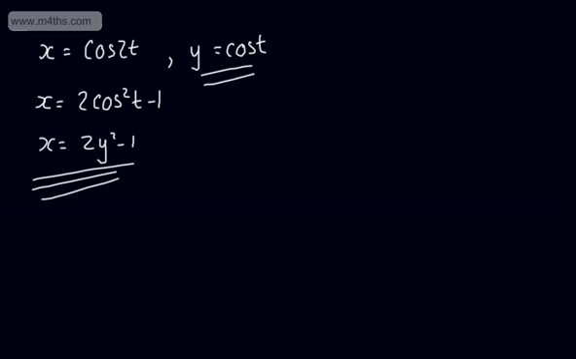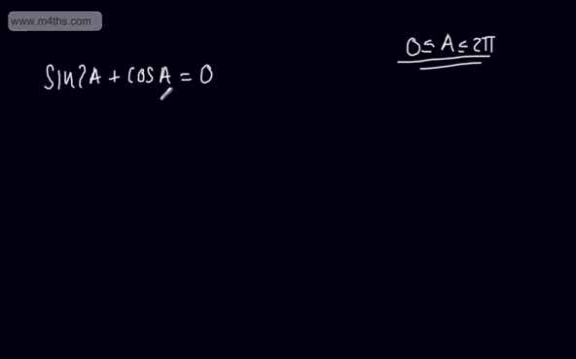Let's now look at solving an equation. So that was a bit of work with parametrics, which we'll come on to later. Let's say I was asked to solve an equation. Let's say I had sine 2a plus cos a is equal to 0, and we wanted solutions for a, and we'll take a between 0 and 2 pi. So let's go ahead and look at solving this.